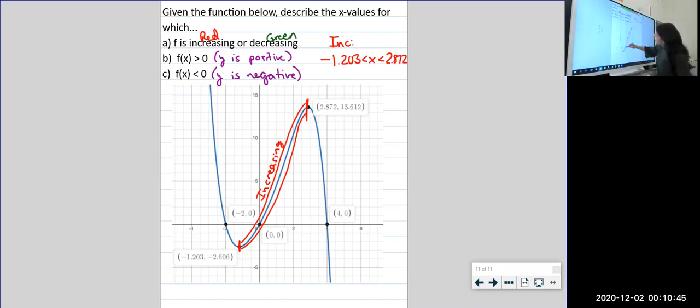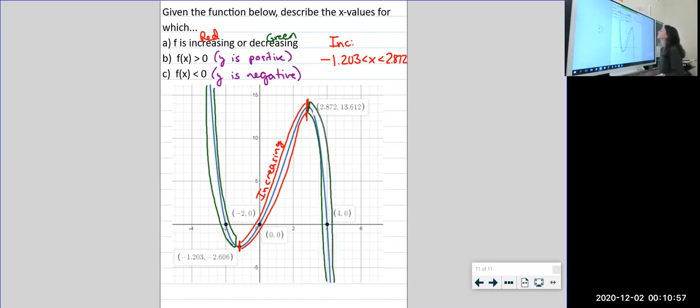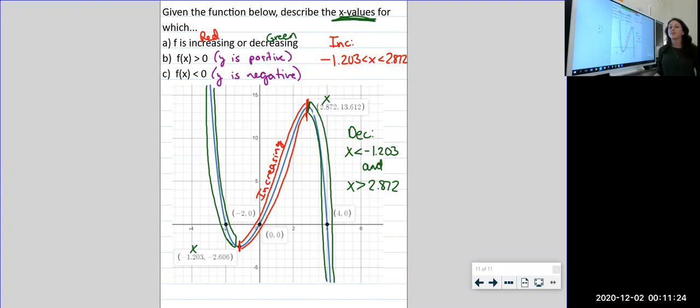Decreasing is going to be decreasing on the left. Dots right there. And decreasing on the right. So we say we are decreasing for x is less than that x value, negative 1.203, and x is greater than this x value, 2.872. See, look, it even says the x values, so we're never using those y's. We only pay attention to the x's.